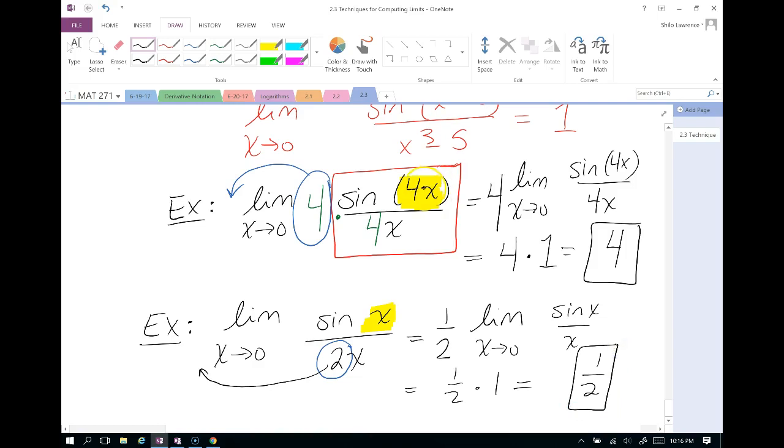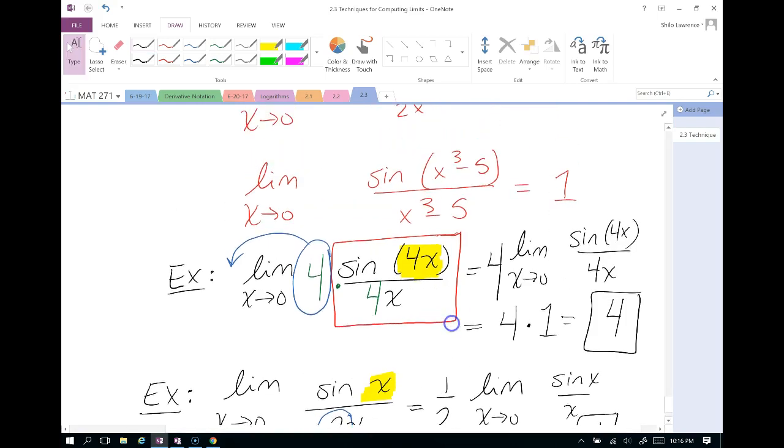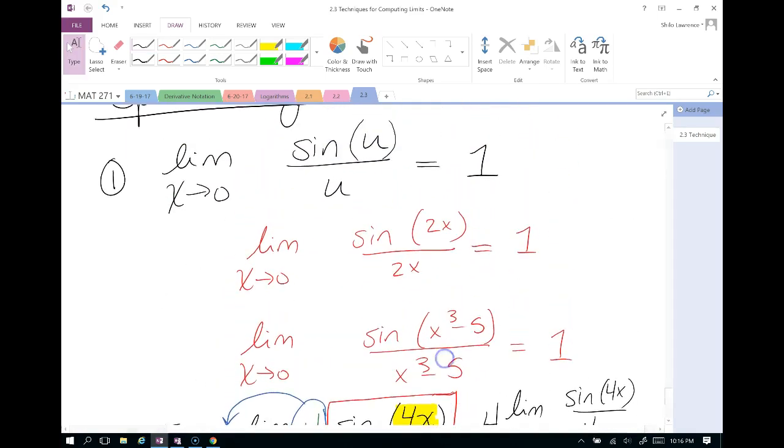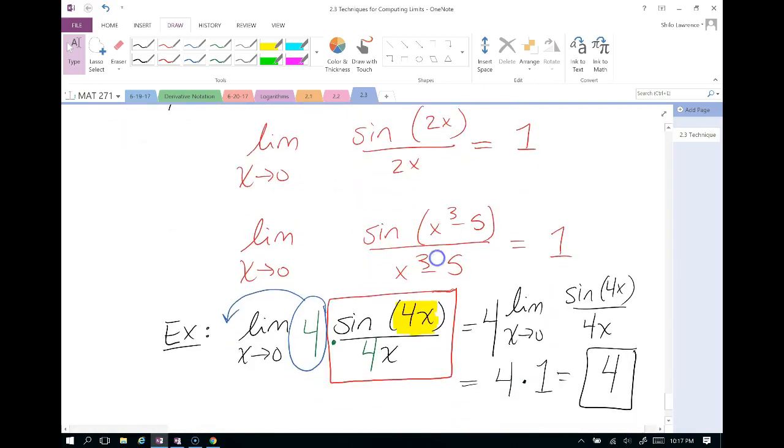So as long as you can get your angle and your denominator to match, the limit's going to be 1. If there's an extra number in your angle, you'll have to multiply and divide to get them to match. If there's an extra number in your denominator, all we have to do is pull it out as a coefficient. So that's one of our special trig limits that involves sine.